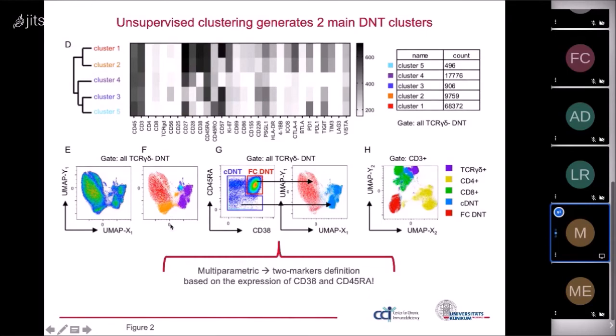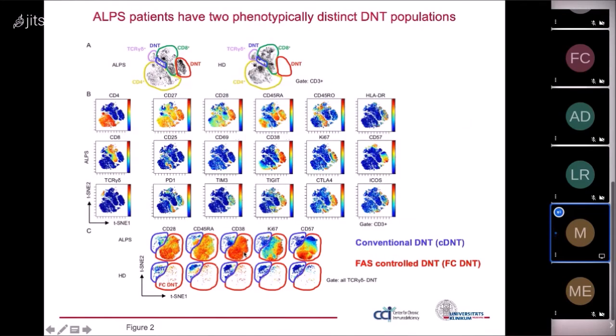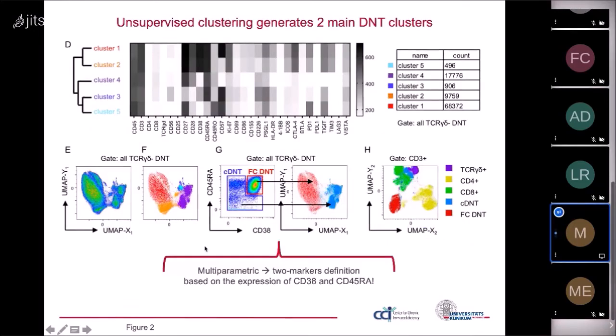And then we knew already from the CyTOF data, here once again, that the FC DNT were most homogeneously expressing CD38 and CD45RA. So we wanted to see if the combination of these two markers was able to divide efficiently FC DNT from cDNT. And so we projected the two populations found by manually gating with these two markers on the UMAP, and it was nice to see that it was projecting correctly to the two different subpopulations.